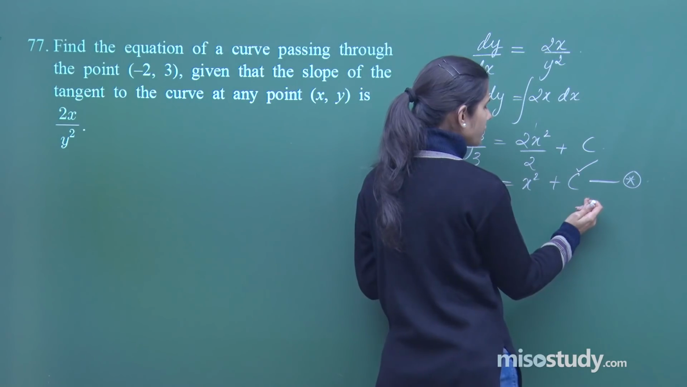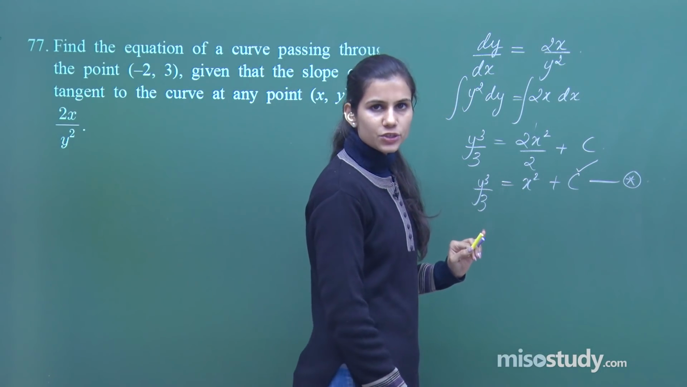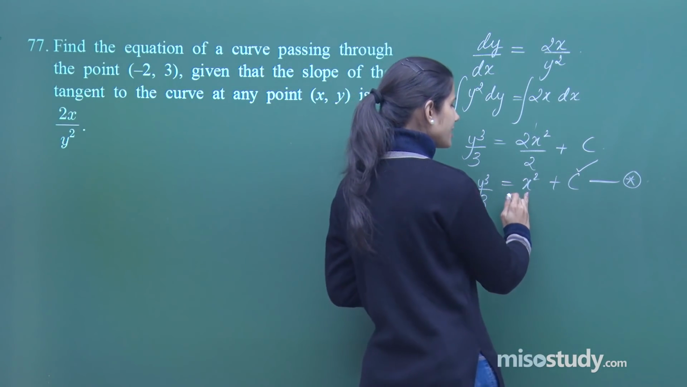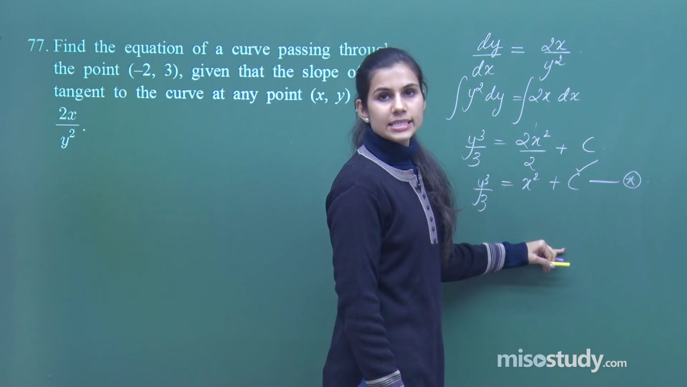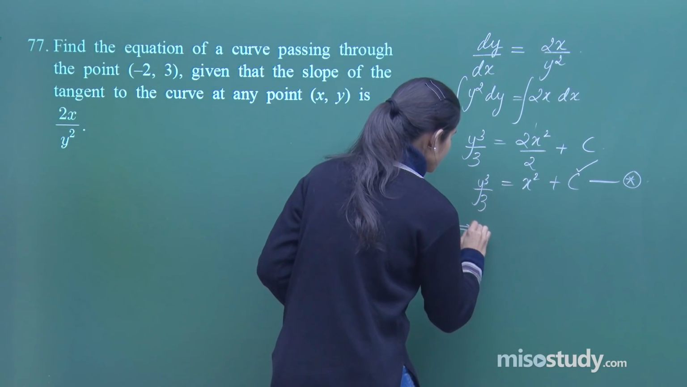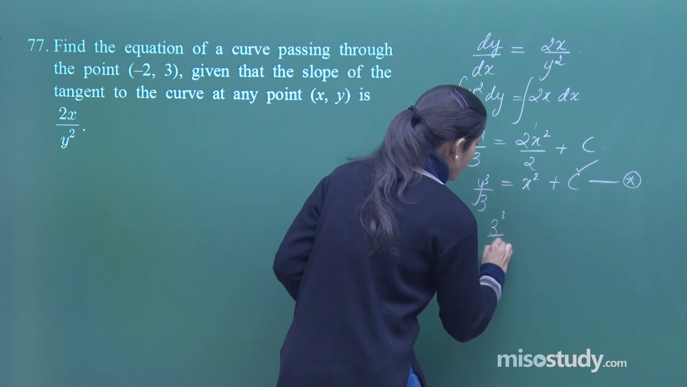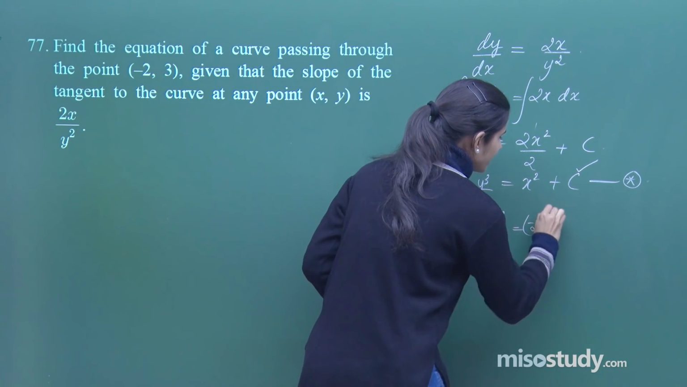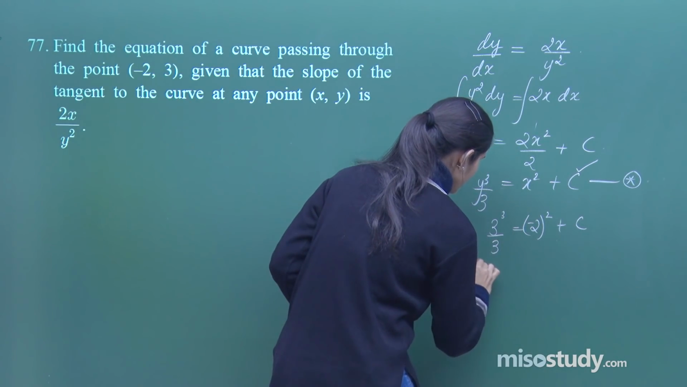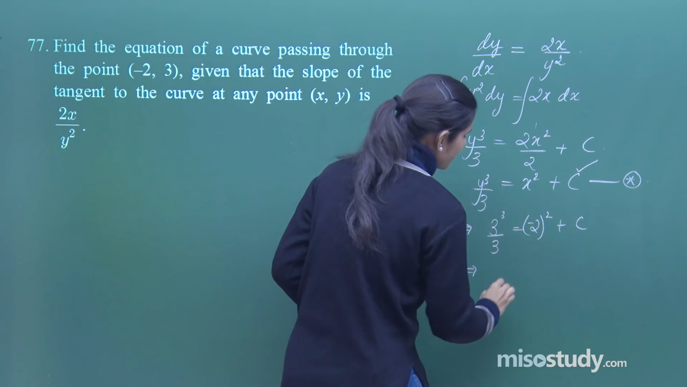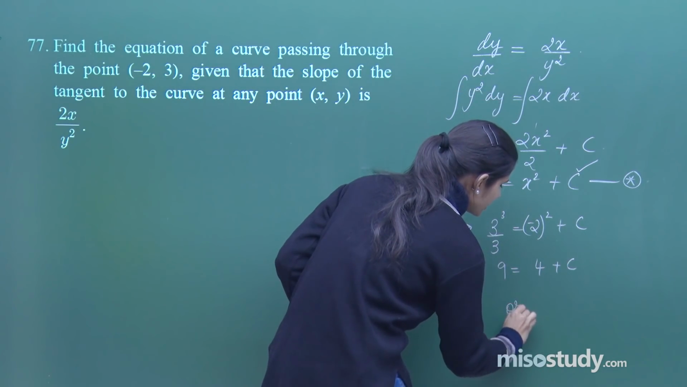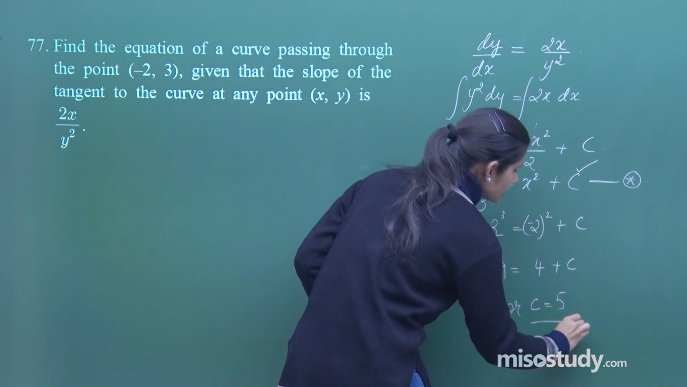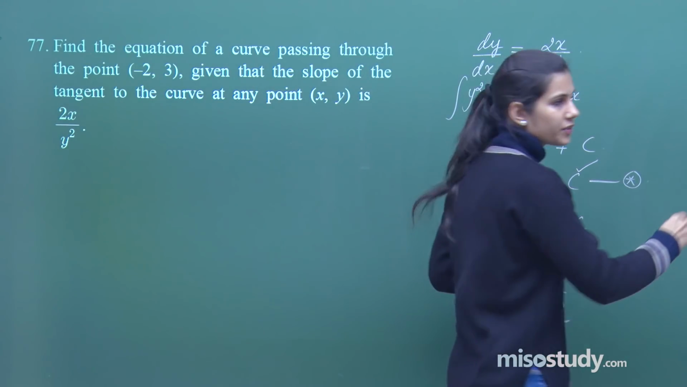If this is the equation of the curve and this curve is passing through minus 2 comma 3, that means in place of x if I put minus 2, in place of y if I put 3, this equation gets satisfied. So you get 3 cube upon 3 equals minus 2 square plus c. 3 into 3 into 3 is 27 upon 3 is 9, which is equal to 4 plus c, or c is 9 minus 4, which is 5. So your equation of the curve is what?